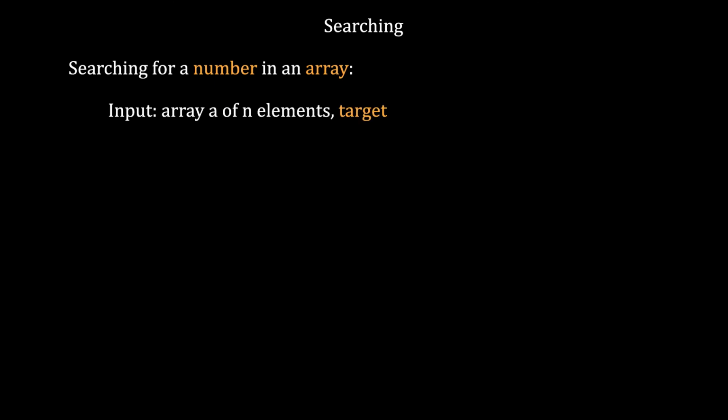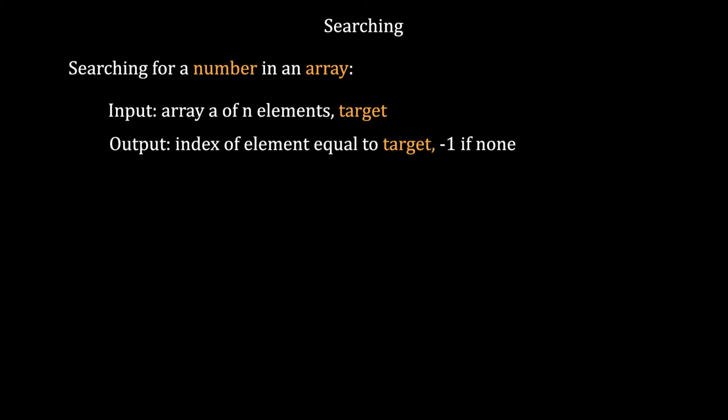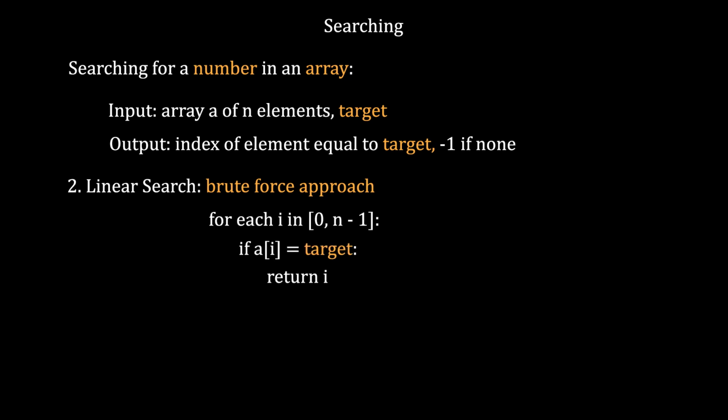We are given as input an array A of n elements and an integer target, and we should return the index of the element equal to target, or -1 if there is no element equal to target. This can be done with a linear search, which is indeed a brute force approach. What it does is iterate through each element of the array until it finds one equal to target. If it doesn't, at the end, we return -1.